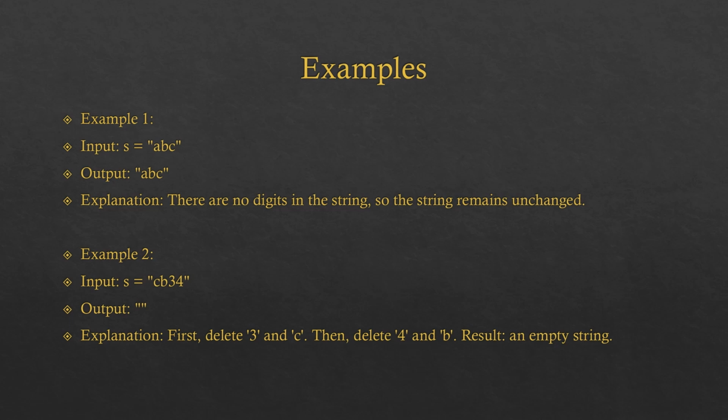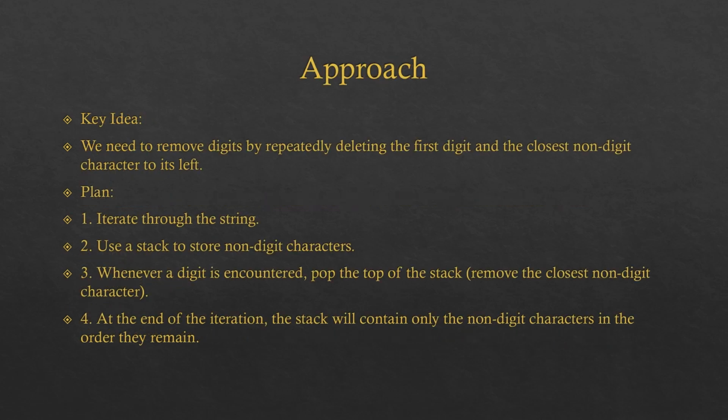Now let's look at the approach to solve this problem. To solve this problem, we need to use a stack. The idea is to loop through each character in the string. When we encounter a digit, we pop the top of the stack, which removes the closest non-digit character to the left of the digit. This ensures that the stack will contain only non-digit characters and we can easily build the final result. Let's move on to the algorithm used for this solution.